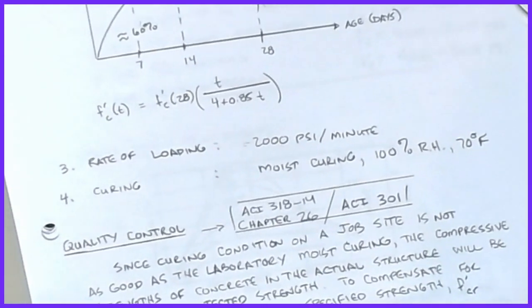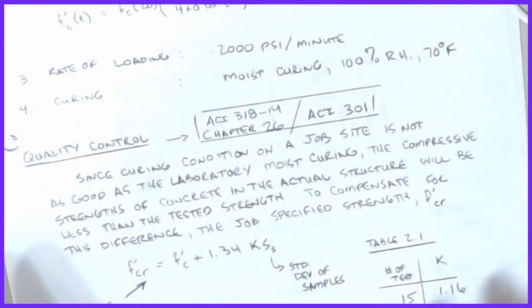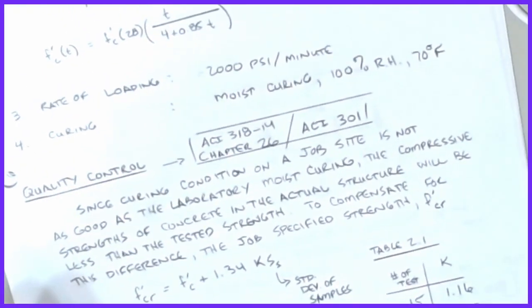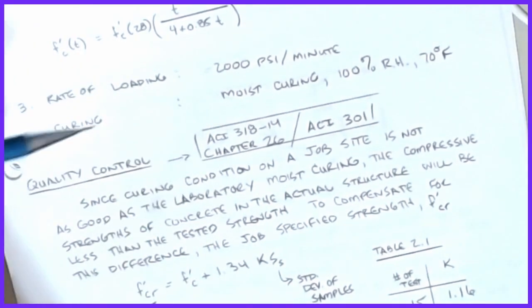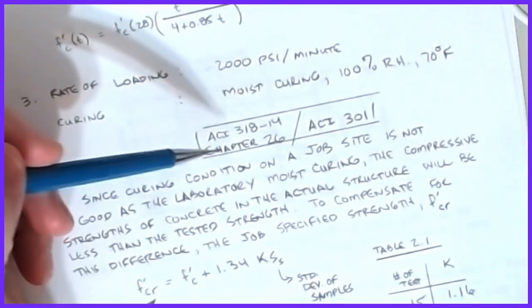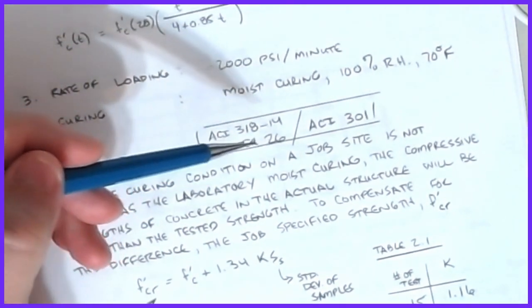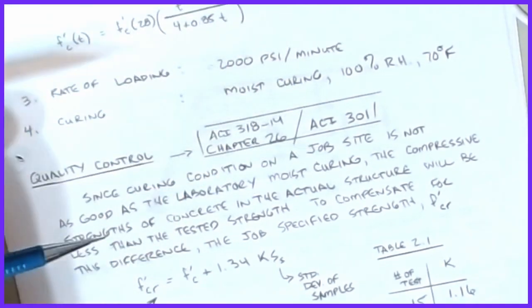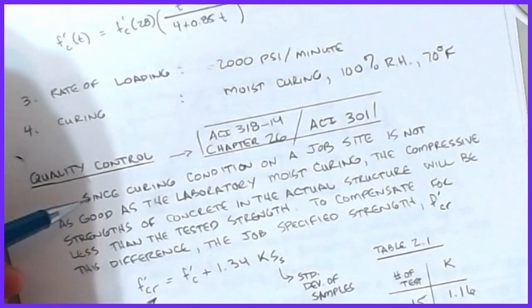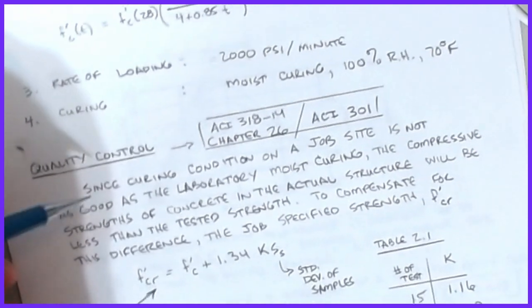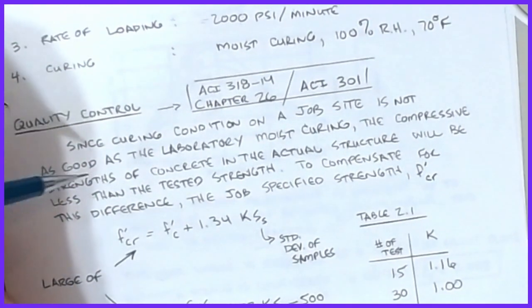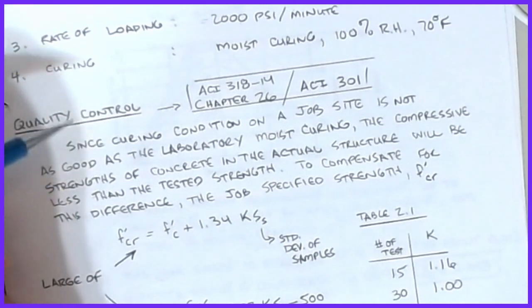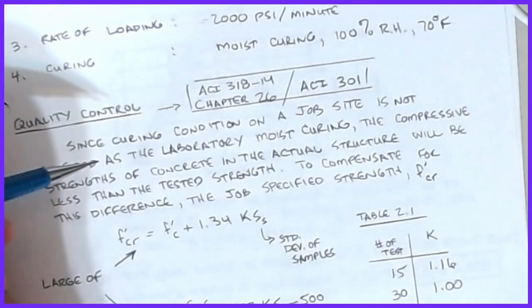Okay, now the quality control of concrete is kind of important. In Chapter 26 of the 14th edition of ACI 318, in conjunction with ACI 301, they basically say that since the curing condition on a job site is not as good as it is in a laboratory, ensuring the curing conditions is very, very difficult.